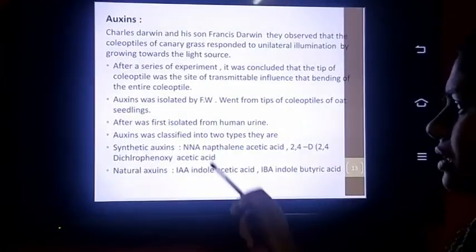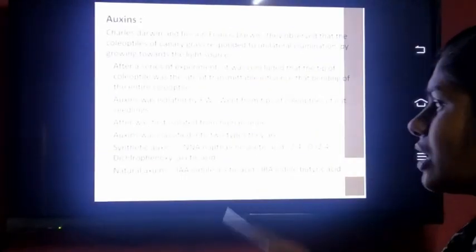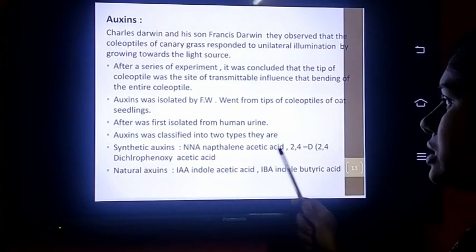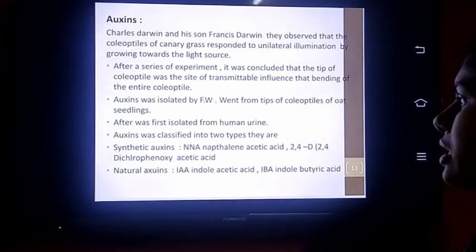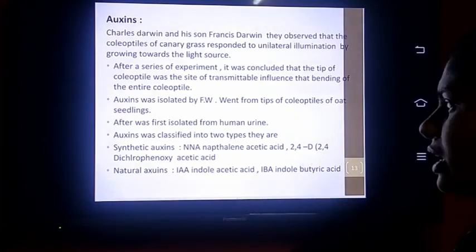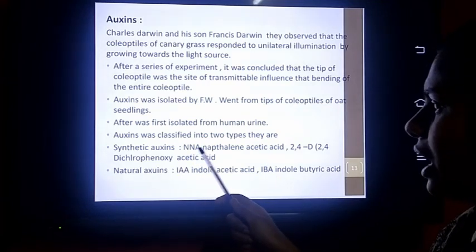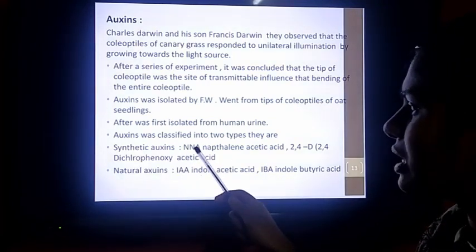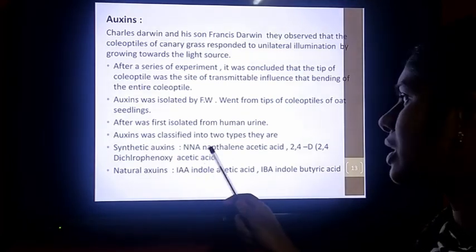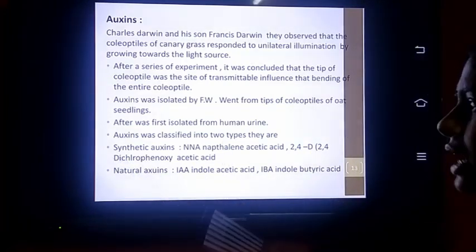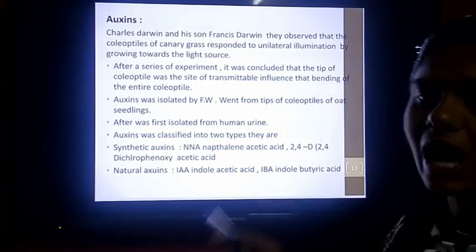Examples for the synthetic and natural auxins are important. Examples of synthetic or artificial auxins are NAA, naphthalene acetic acid, and another example is 2,4-D, which means 2,4-dichlorophenoxyacetic acid. NAA, naphthalene acetic acid, and 2,4-D, 2,4-dichlorophenoxyacetic acid, are the two synthetic auxins.